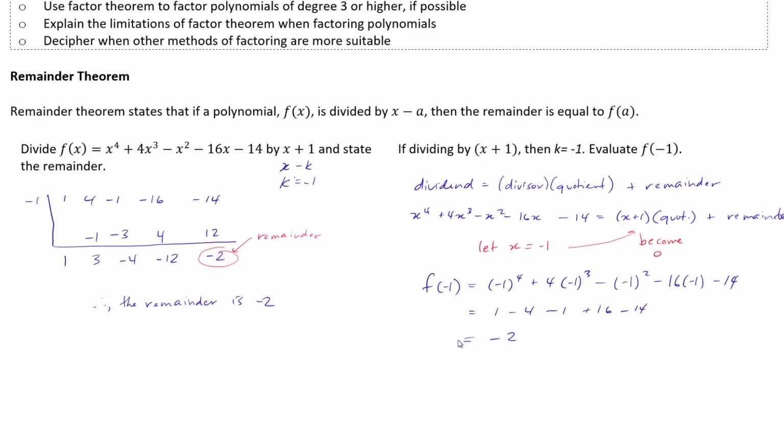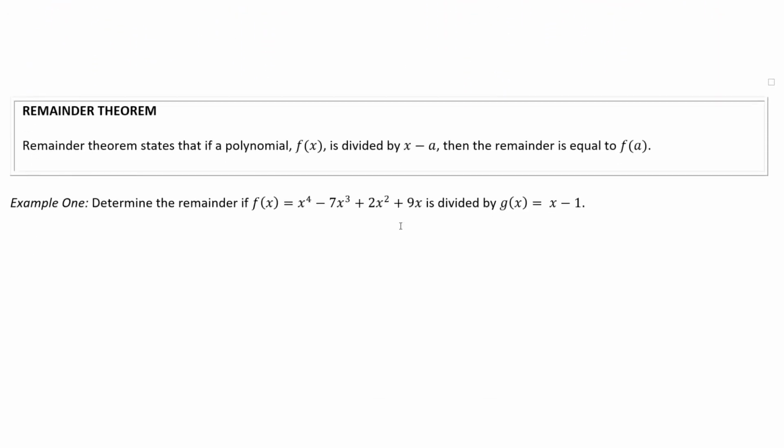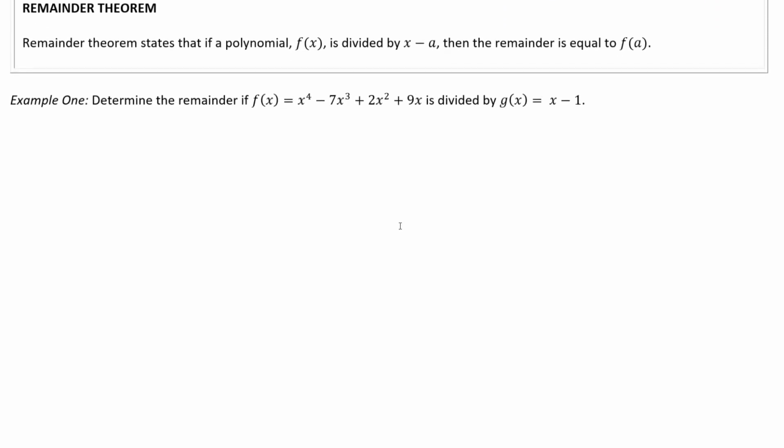So again, when we divide by x minus a, the remainder is equal to f at that a value. And we saw it over here, and we saw it using the remainder theorem. And so we just repeat that over here in this box, same thing that we saw before. So let's just go ahead and use the remainder theorem as we see it right here.